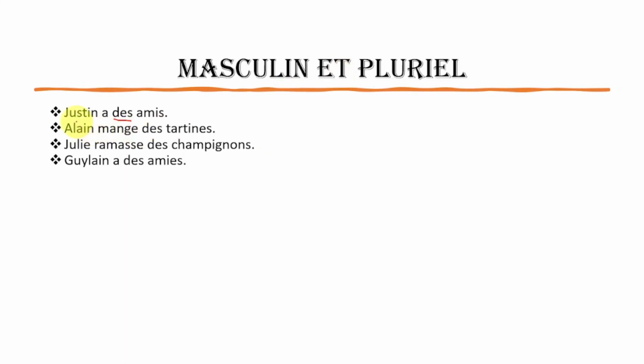So same thing here. Justin a deux amis. Alain mange deux tartines. Julie ramasse deux champignons. Here, in case you don't know how to read ramasser, okay? Ramasser, okay? But in case you don't know how to pronounce it fast, it's okay. The champignons, this one is like mushroom. Gulin a deux amis. So in this case, when you take a look, this one is a male. This one is a female. So we're using this one. Okay?